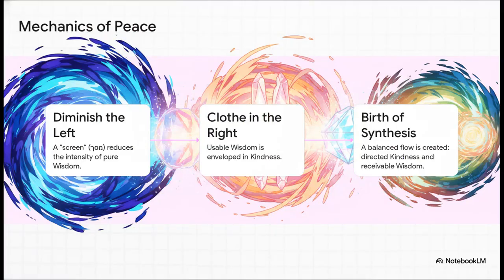And it's not just magic, it operates through a really precise mechanism. First, it introduces what the Kabbalists call a masach, or a screen. Think of it like a filter, or maybe a firewall. It diminishes that raw, overwhelming intensity of the left line's pure wisdom, toning it down to a level that can actually be received and used. Then, it takes that now usable wisdom and clothes it in the garments of loving kindness from the right line. And what you get is the birth of a perfect synthesis, wisdom that's gentle enough to be received, and kindness that finally has structure, direction, and purpose. The cosmic stalemate is broken.